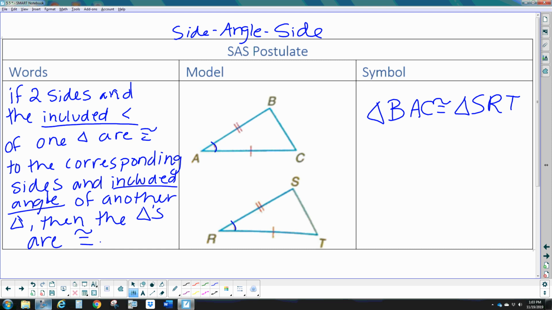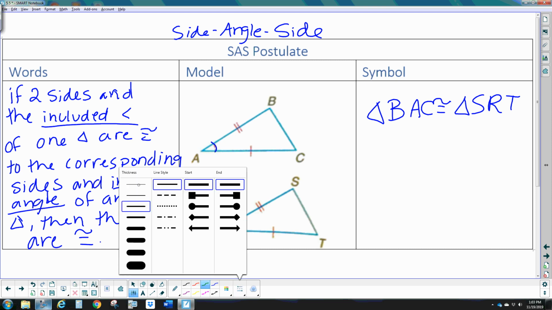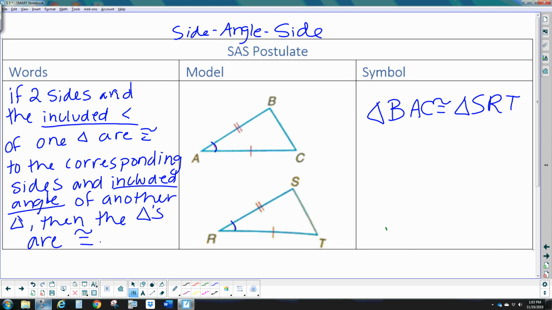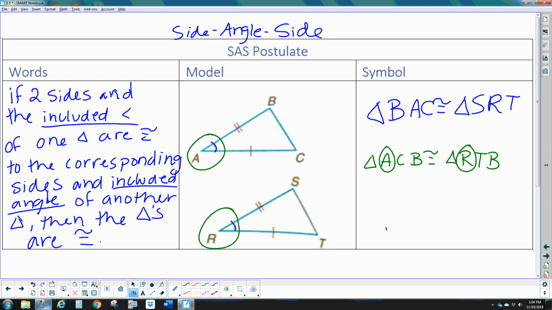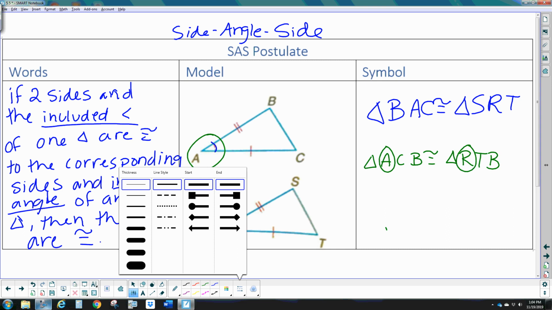So again, there are several ways you can write this congruent statement. I could also say triangle ACB is congruent to triangle RTB. Okay, so in any way that I write it, my angles have to match up and my sides have to match up.